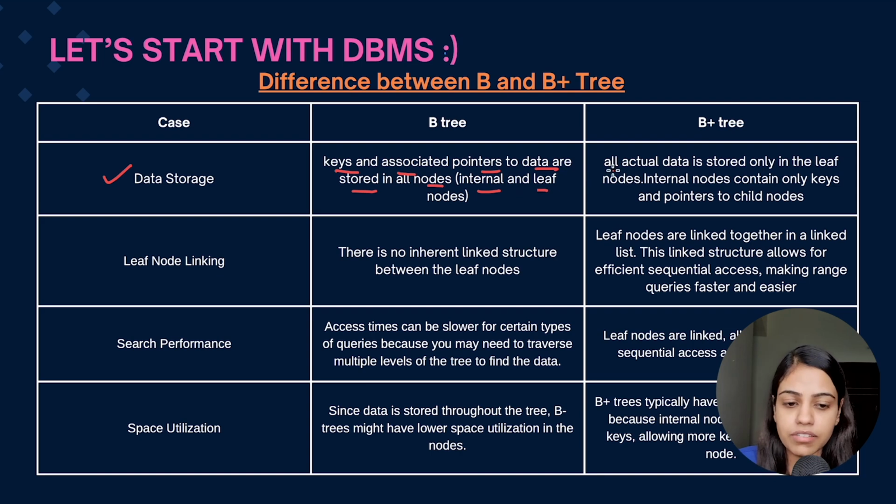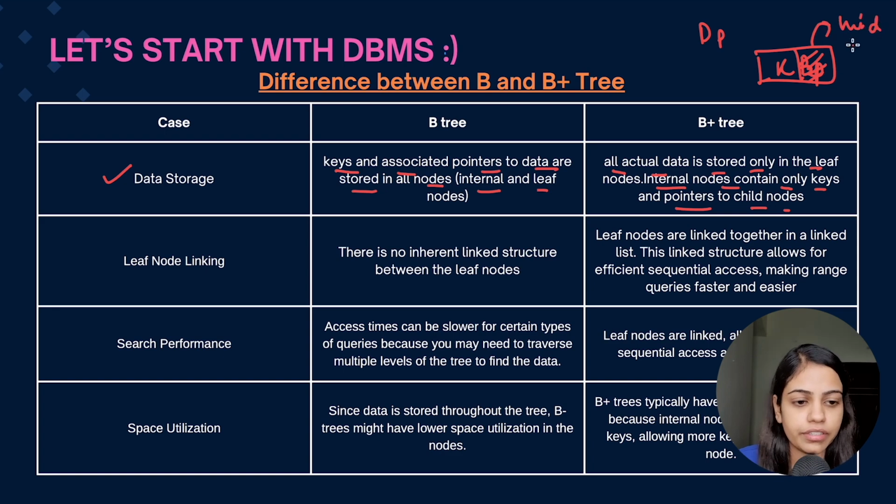But coming to B plus trees, all the actual data is stored only in the leaf node. So the data pointer is only stored in the leaf node, and internal nodes only contain keys and pointers to the child node. So in internal nodes we have only keys as well as pointers to the child node. So this is the block pointer that points to the child node. So we can say that in B tree, all the nodes have the data pointers present, but in B plus tree, the data pointers are only present in the leaf node.